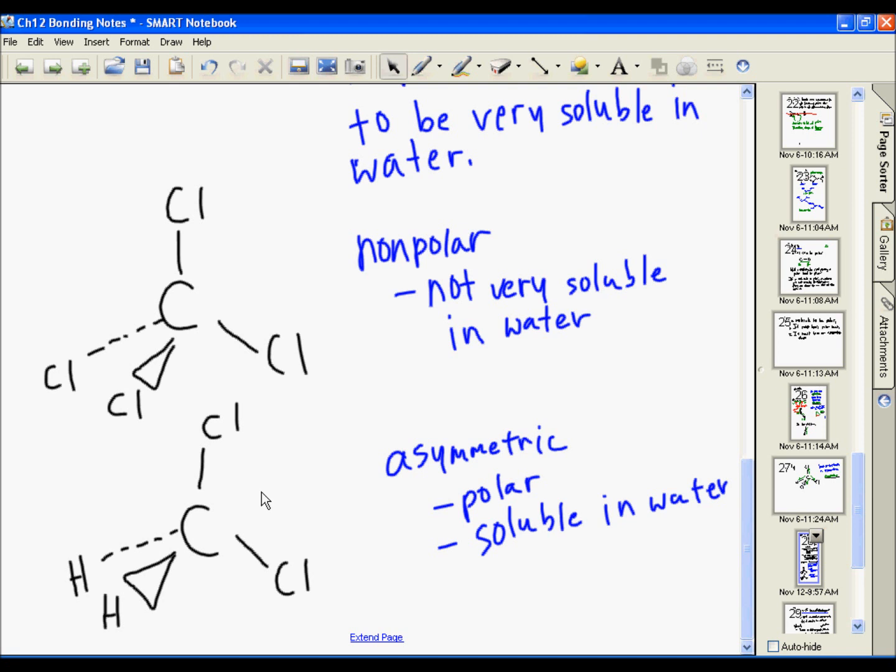Which leads me to another chemistry joke, and the chemistry joke is, why did the white bear dissolve in water?